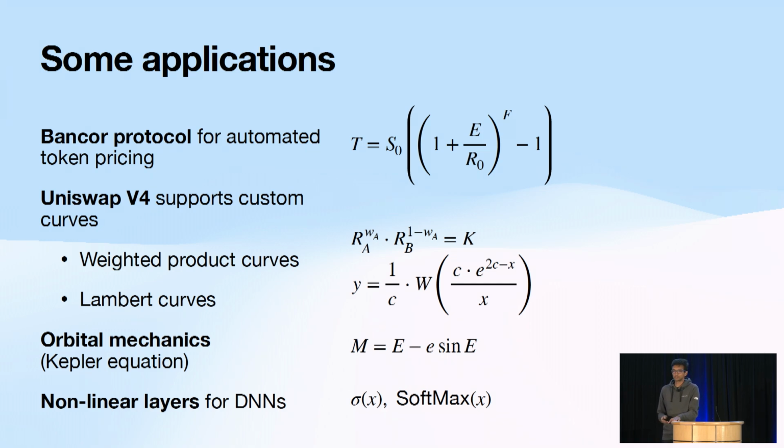Also, instead of having constant product or constant sum pricing curves, you can have more complicated curves in Uniswap v4. You can have things like weighted product curves or Lambert curves, which are very hard to express and, let's say, prove things about in smart contracts. And for this, we still show our approximations are pretty good. We also have some other, slightly out there examples, like orbital mechanics, just to calculate trajectories of celestial bodies, or things like nonlinear layers in machine learning.